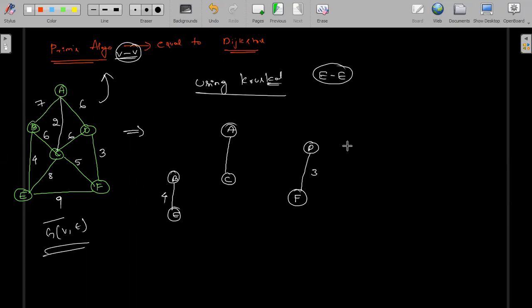Now you tell me, is it a forest or not? Is this connected? Tell me now. Is it connected now? No. That is the difference between Prim's algorithm and Kruskal's algorithm.